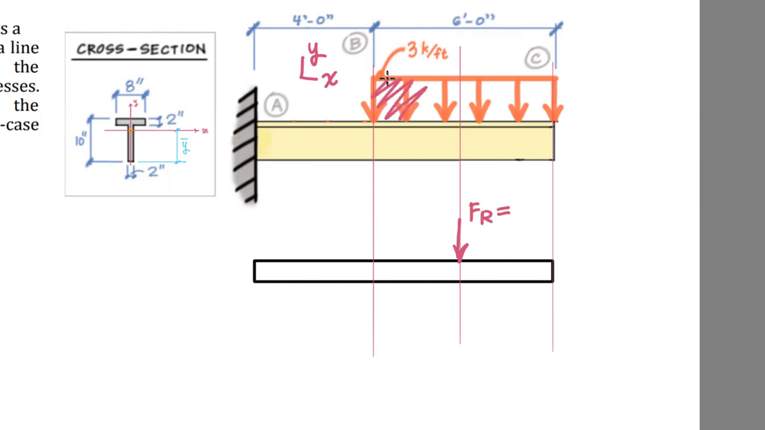It's equal to the area under the curve. That's a rectangle with a base of 6, a height of 3. That's 18 kips right there. Okay, so we're just making a statically equivalent system to figure out our reactions. We can use the geometry to recognize that the distance between the leftmost plane A and our equivalent force is 4 plus 3 equals 7 feet. Okay, this little notation shows 7 feet 0 inches.